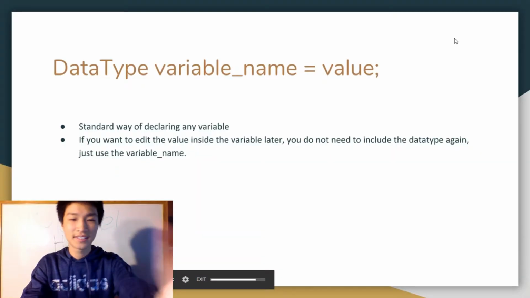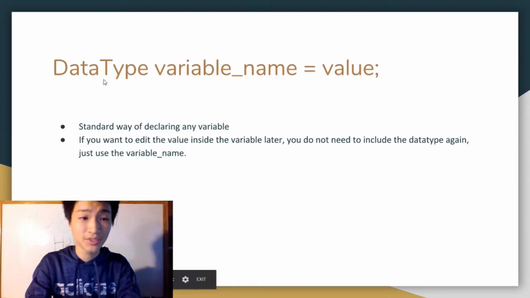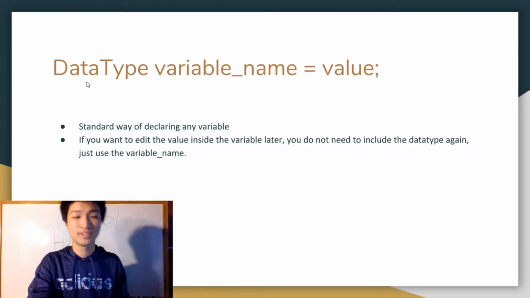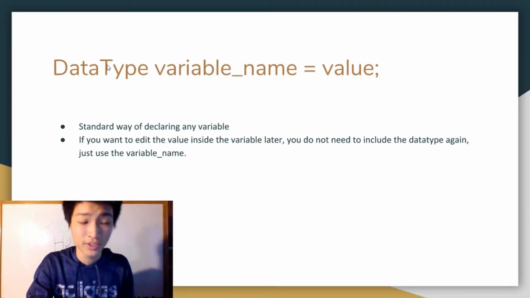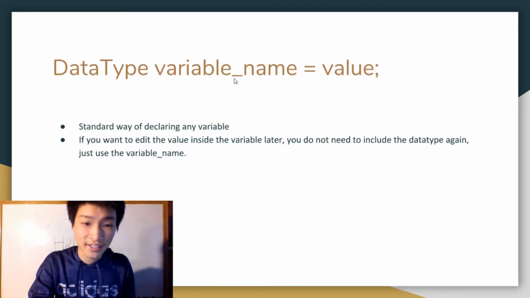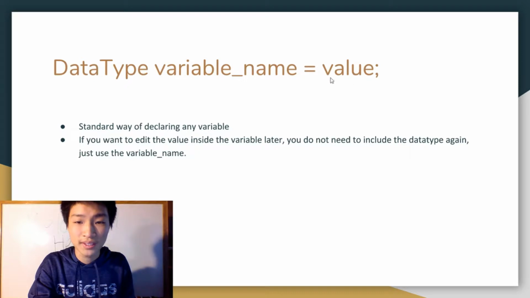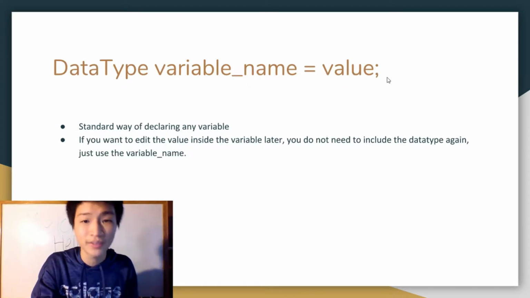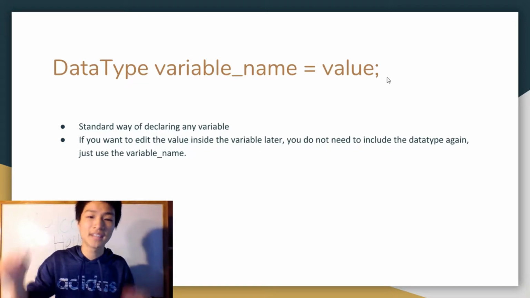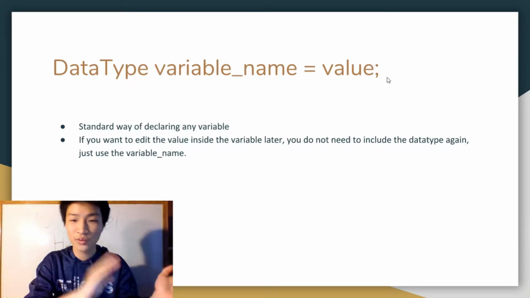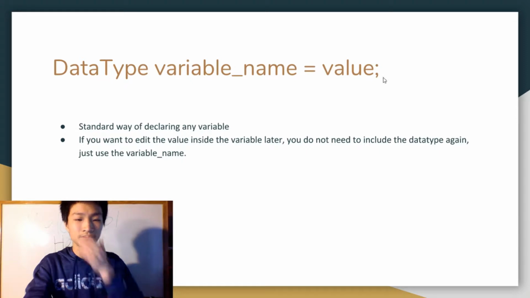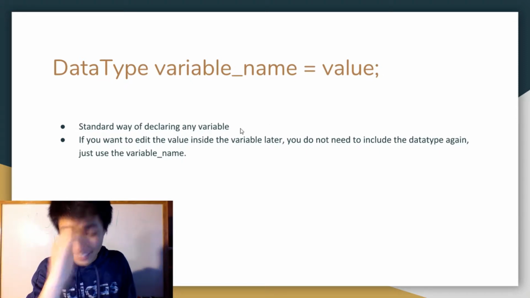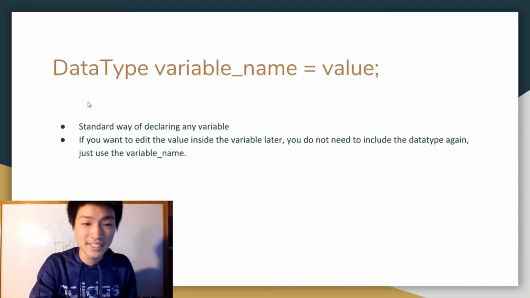Okay, so in the slides, this is how you're going to declare a variable. You have your data type, what type of thing you want to put inside your variable, your container. Then the name of your variable, and then an equal sign, which means you're going to put this value inside of this variable, then the value, as well as a semicolon. The semicolon just means I'm done. This is the end of the line. I don't want to add anything else to this. So if you want to edit it later, you do not need to include the data type again.